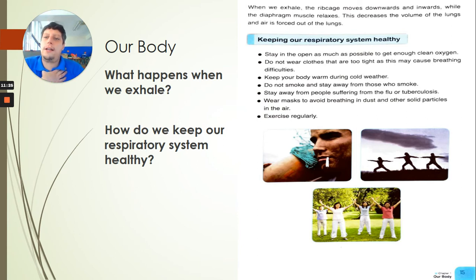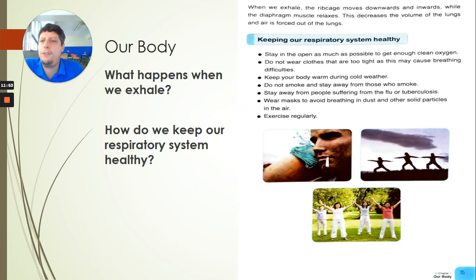If you wear clothes that are too tight, especially a top that's too tight, when you try to breathe in, your lungs will be restricted in how much air they can take in. So you need to make sure that your clothes are not too tight, that they're a little bit loose, so that when you breathe in, your lungs can expand as much as they need to. Okay? Number 3, keep your body warm during cold weather.